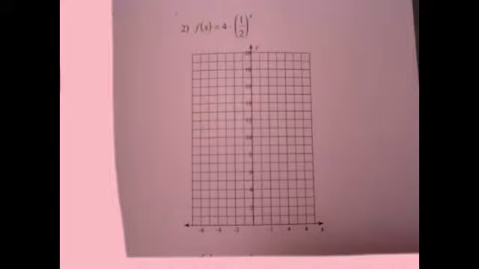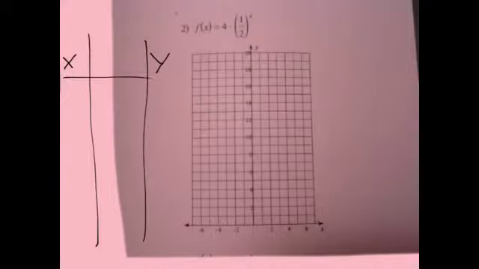Let's move on to 2. Again, let's do a t-chart, an x, a y, and we'll put some work there in the middle so you can see what's going on. Let's do -2, 0, and 1, 2, and 3 to get a feel for what's going on here. You just need to plug all these x's in for the x of your exponential part there. So you have to do 4 times 1/2 to the -2 power.